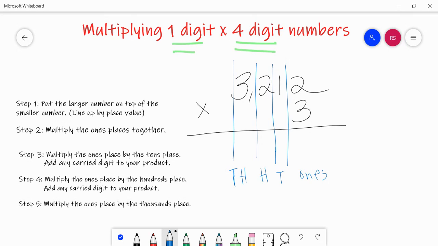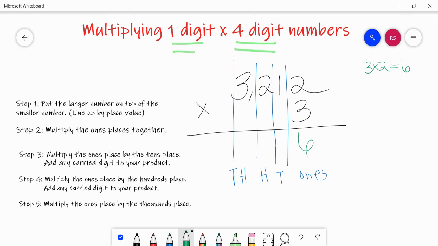So we're going to start in the ones place just like we've been doing. It says multiply the ones place together. We're going to multiply 3 times 2. You can write it over here on the side like we've been doing. I know that 3 times 2 is 6. 6 is just a 1-digit number, so there's just going to be a 6 in the ones place. There's nothing we have to carry over because we didn't get a 2-digit number when we multiplied. So this is off to a good start.